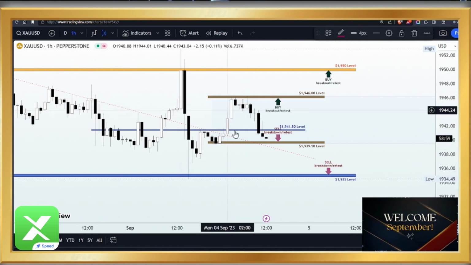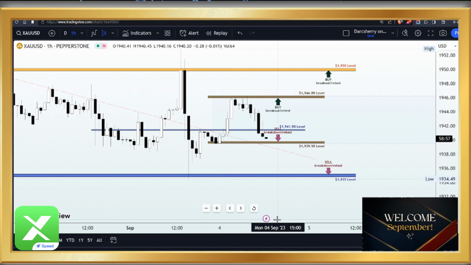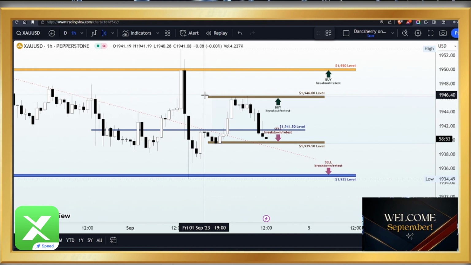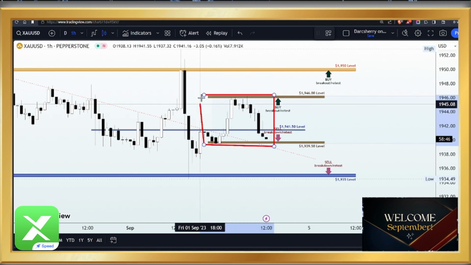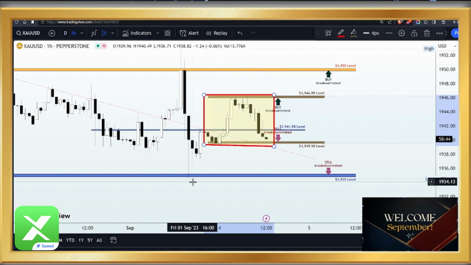Now, what this simply tells us is that there is an uncertainty in this market, as you will see that since the new week has begun, price has remained confined within the 1,946 and the $1,939.50 level to emphasize the level of indecision in this market.